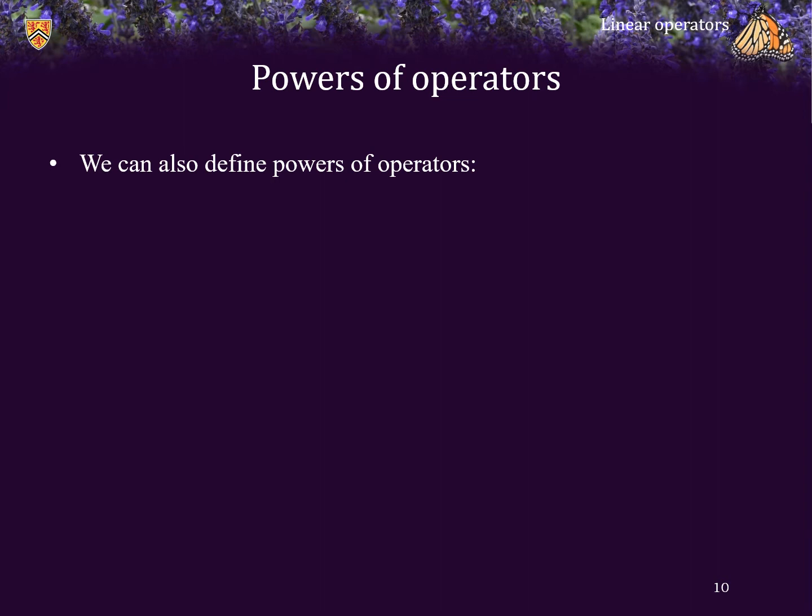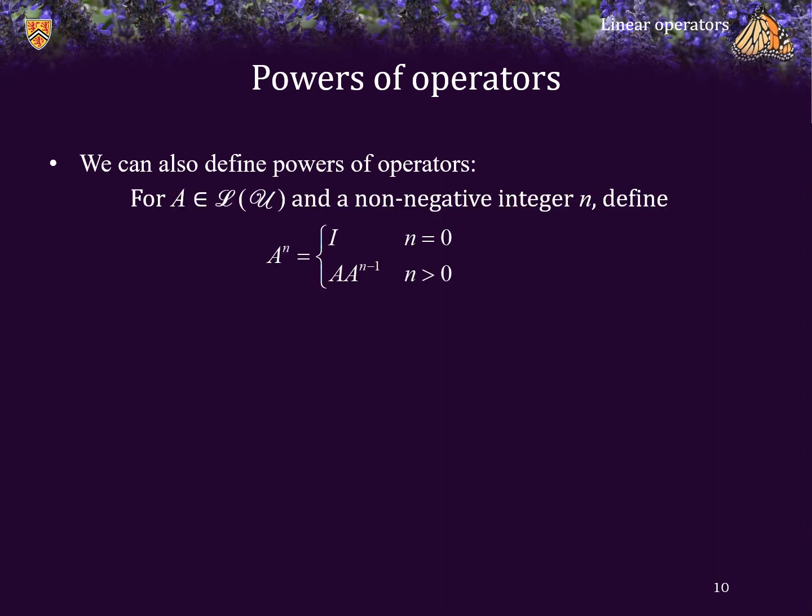Now, we can also define powers of operators. So if A is a linear operator on a vector space U and we have a non-negative integer n, we can define A to the 0 as being the identity operator, and we will define A to the n as A multiplied by A to the n minus 1. So this gives us a definition that essentially says A to the 4 is A times A times A times A.